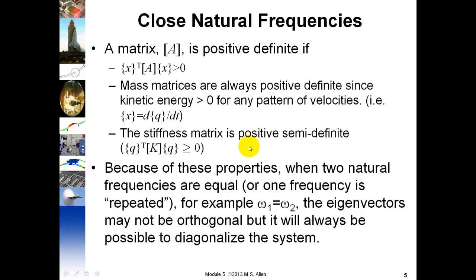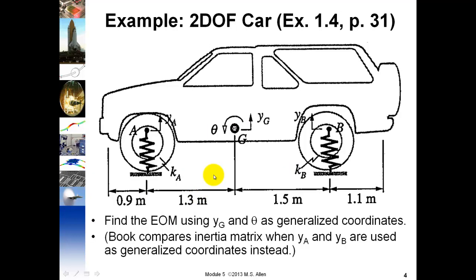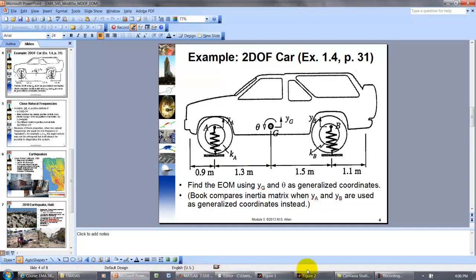Okay, to study this, I'm going to go to an example. This is the car that we looked at earlier, and we talked about how to derive the equations of motion for this. And you have a very similar problem in your homework. But in any event, if we take the equations of motion for this system, we found that we have two natural frequencies that are not repeated. But there is a special case where those natural frequencies end up being repeated.